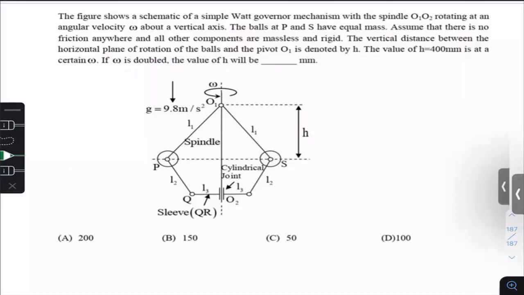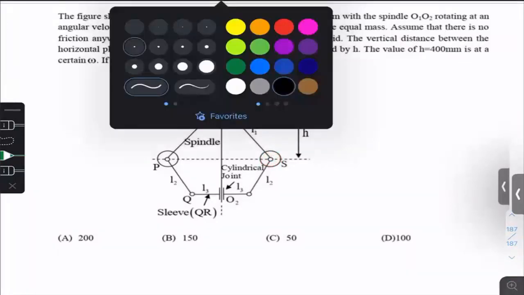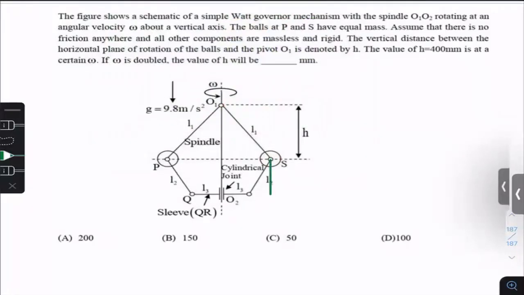So guys, see what we can do here. Suppose I just want to draw the free body diagram of this ball. The ball has one mg in this direction. And this is your m r omega square. Now guys, tell me, m r omega square, so here this is the centrifugal force.